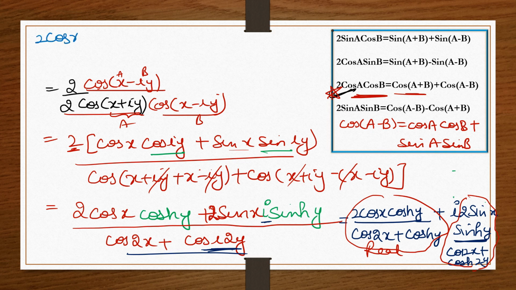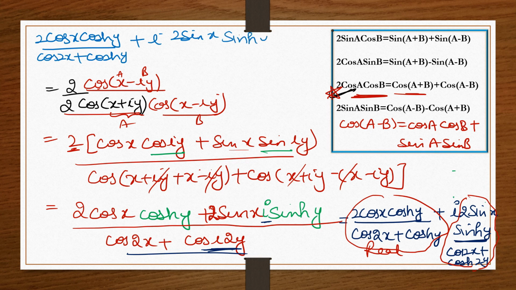2 cos x cos hyperbolic y over cos 2x plus cos hyperbolic 2y, plus iota 2 sin x sin hyperbolic y over cos 2x plus cos hyperbolic 2y. Here we have 2, okay? Fine. This is the answer of secant.